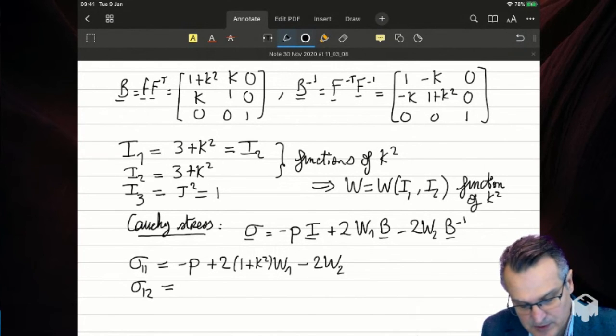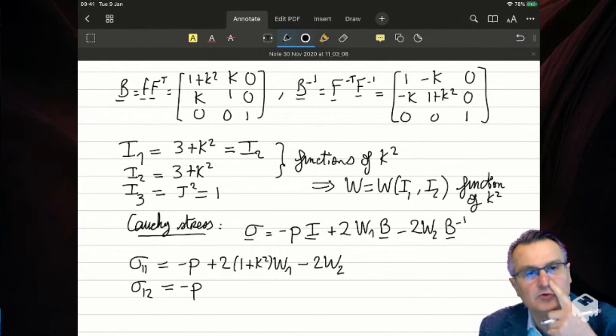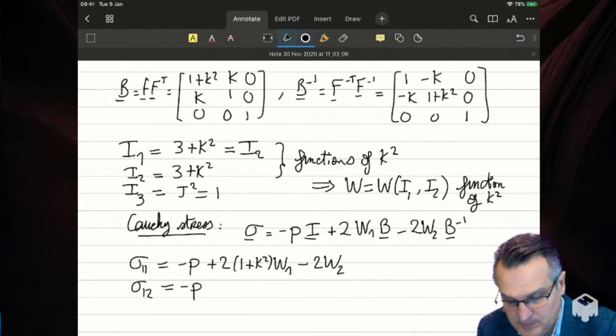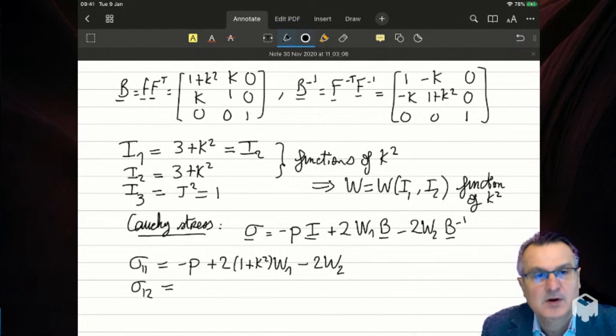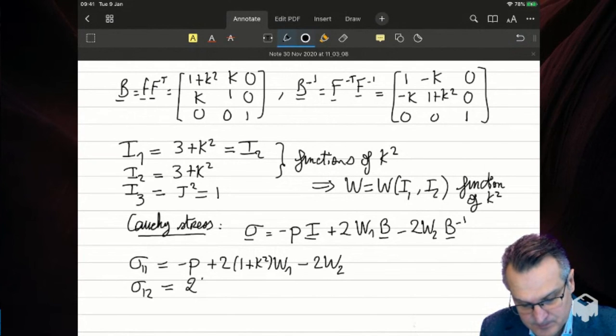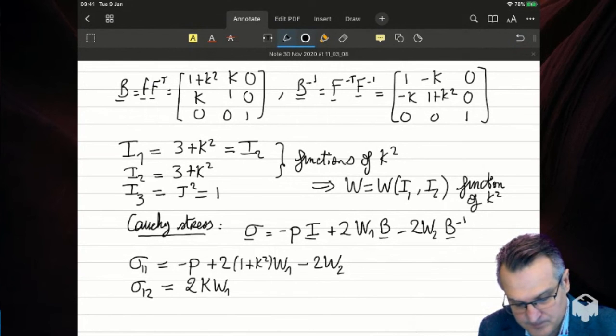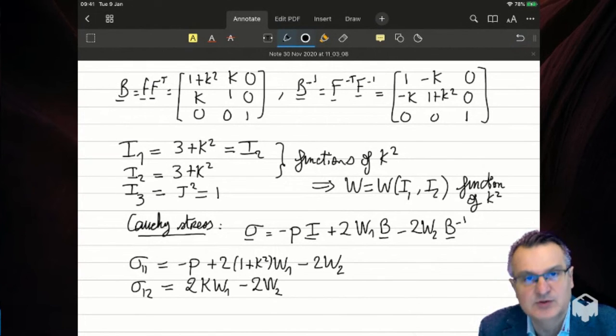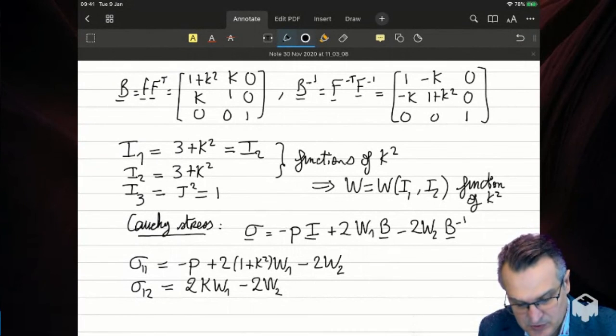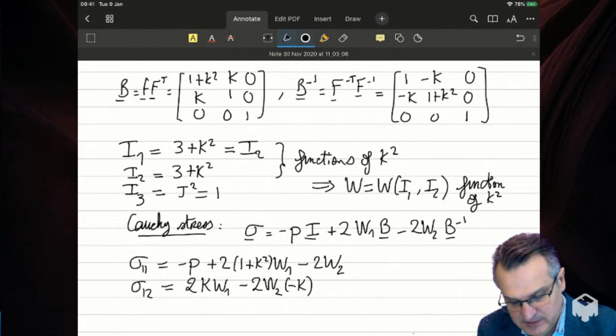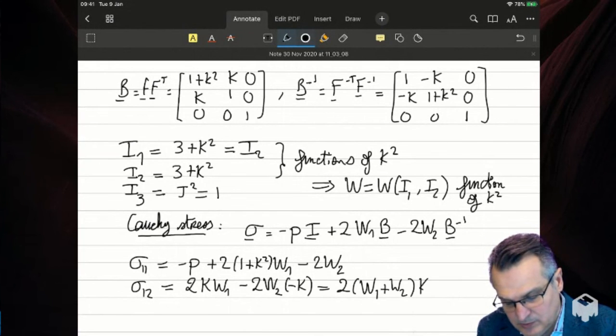Okay, sigma 1,2 can be minus P times the 1,2 component of I, the identity, but that's 0, plus 2W1 times the 1,2 component of B, which is k, minus 2W2 times the 1,2 component of B minus 1, which is minus k. So it's also, okay, I'm just going to write it like this. 2k times W1 plus W2, okay.